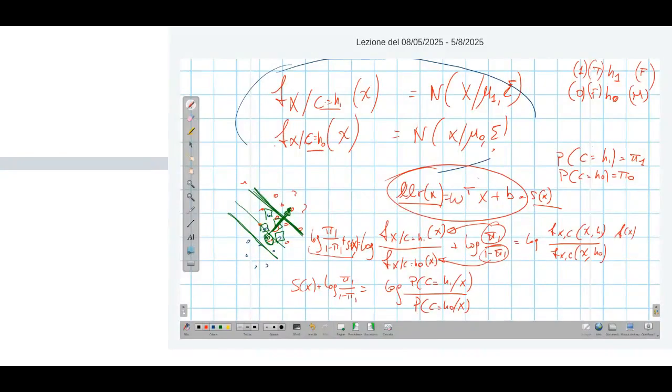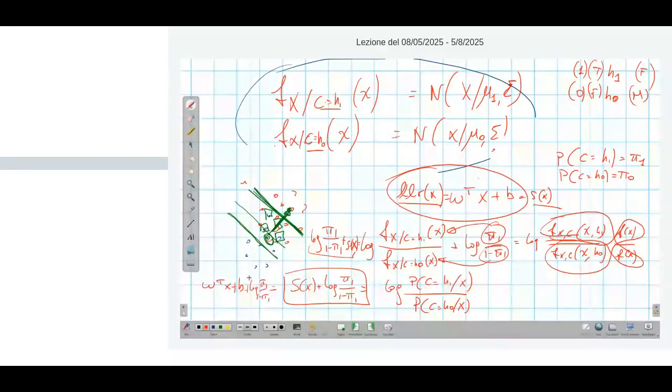Then I multiply by the marginal. This is the posterior for class 1, and this is the posterior for class 0. Now this term here was W transpose X plus B. So now I have W transpose X plus B plus some other term. Now this is a constant, does not depend on pi, so let's call it just C. So let's call C the original B plus the prior log odds. It's still a linear function in X.